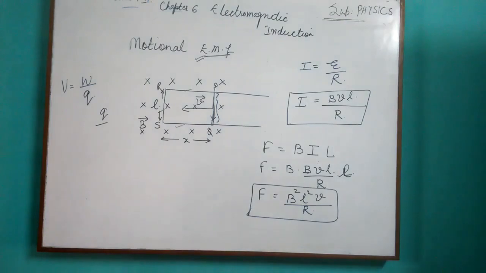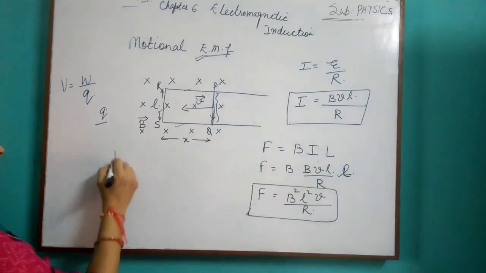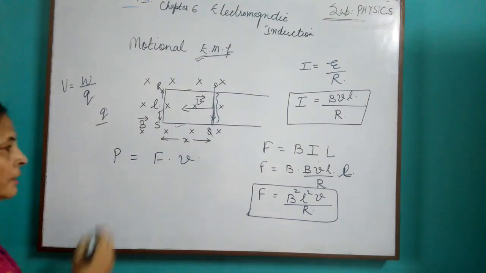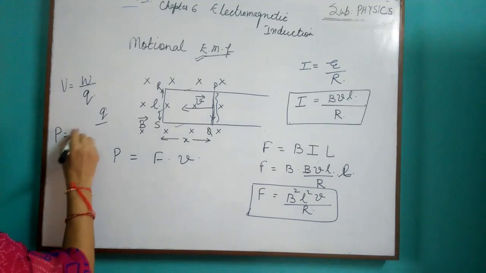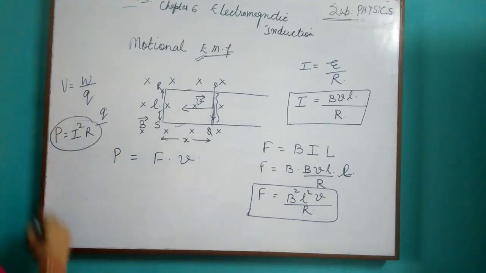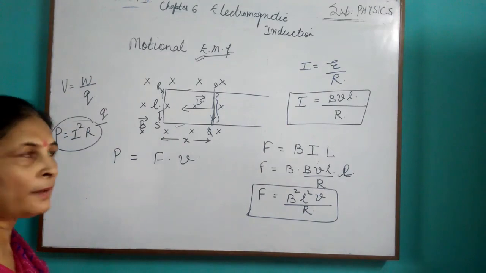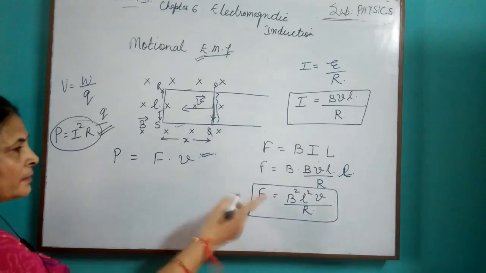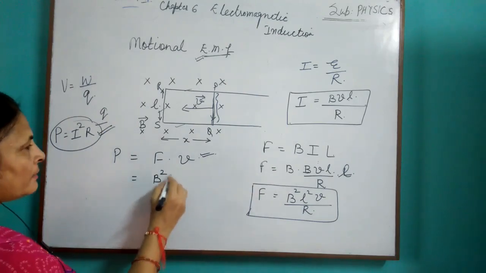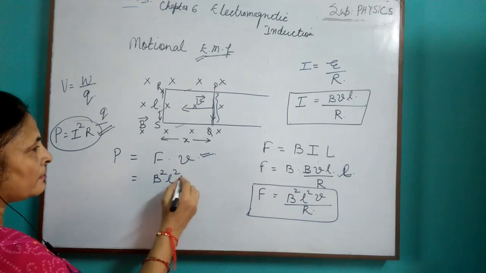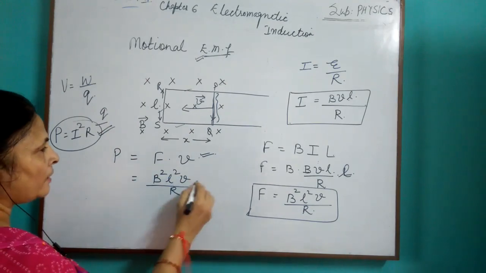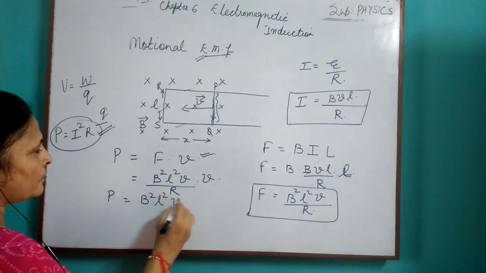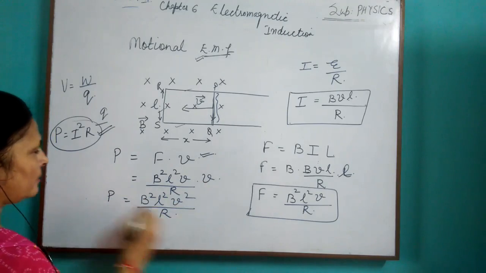We can also find out the power used. Power used will be equal to F into V. This you can also calculate by this formula. You will get the same result. P is equals to I square R. You are going to get the same result from this expression as well as from this expression. B square L square V upon R into V. So P will be equal to B square L square V square upon R.